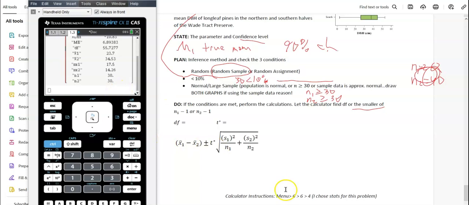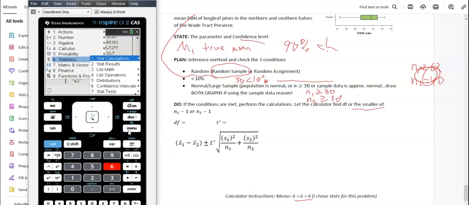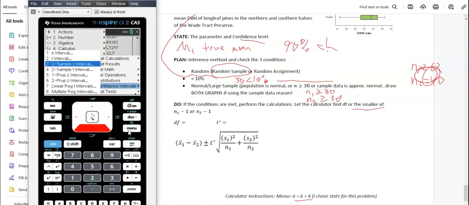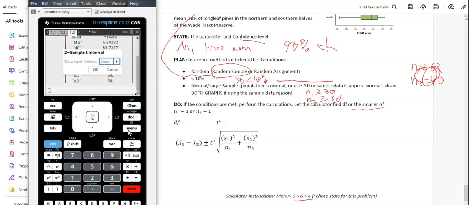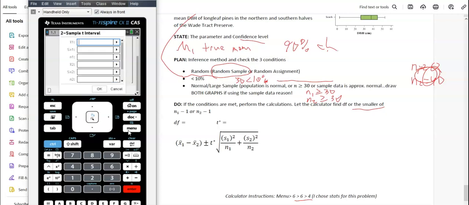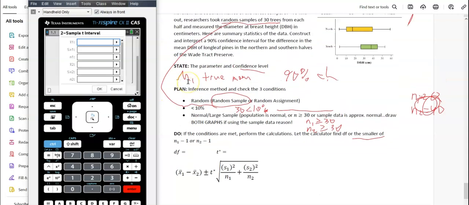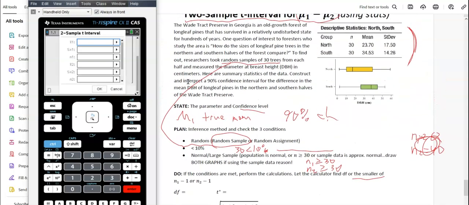So get your calculator out and follow the directions down here where it says 664. So menu, 6 is stats, 6 is confidence intervals, and 4 is 2-sample t intervals. And we're going to go with stats here. So there we are. There's our stats.